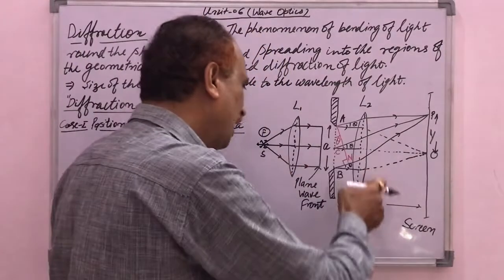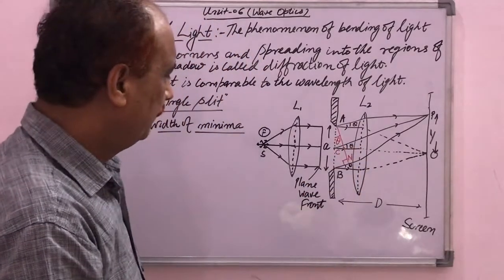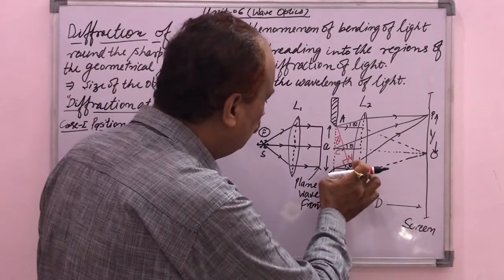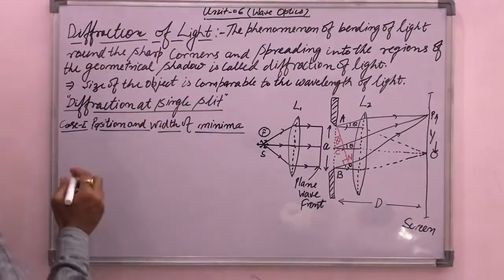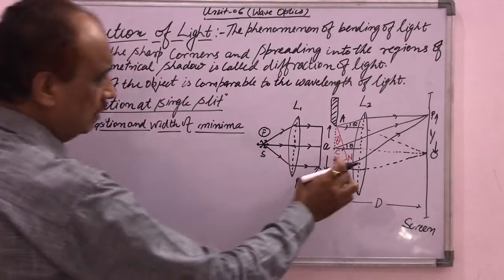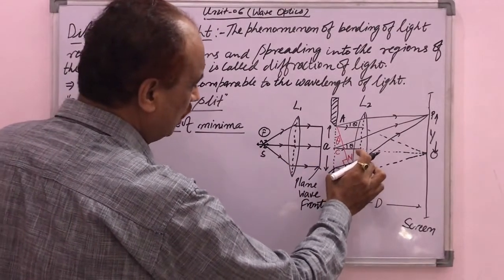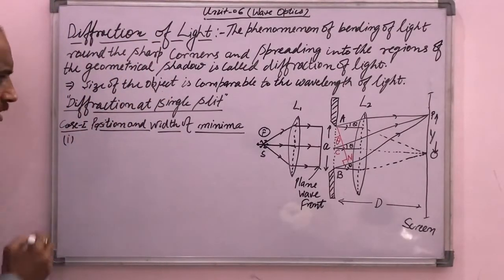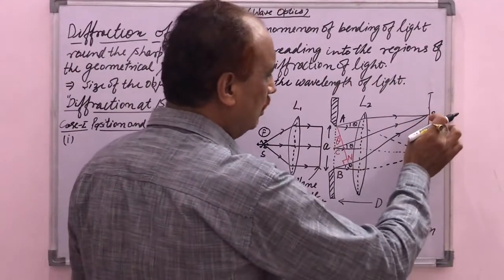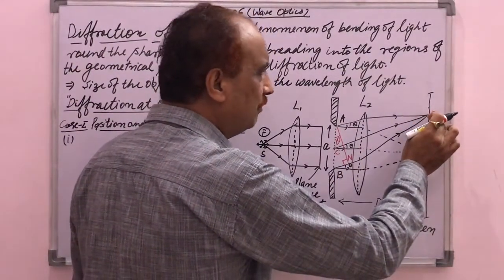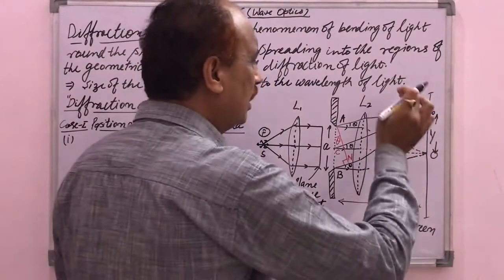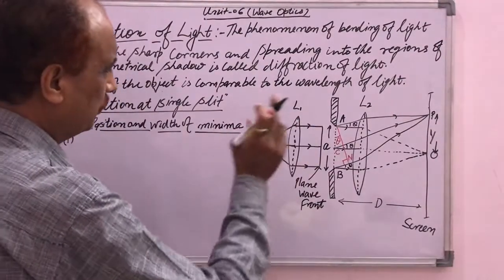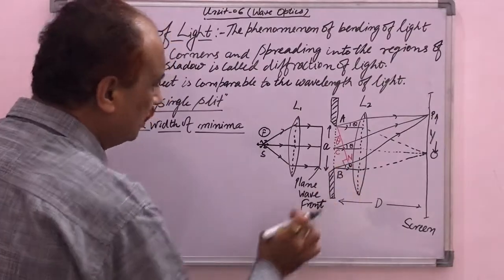So when we draw a perpendicular AN, then BN will be equal to the path difference, and this path difference, in the first case, is equal to lambda. So we have to start here with condition number one. In this condition, we assume that at point P a dark band, a secondary minima, is obtained in the first case. It will be obtained only when the path difference will be equal to lambda.